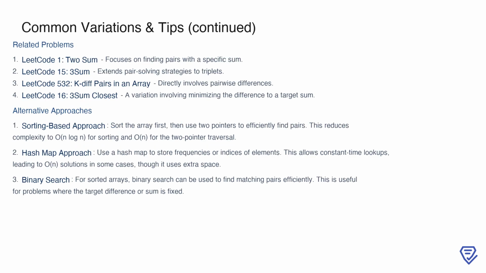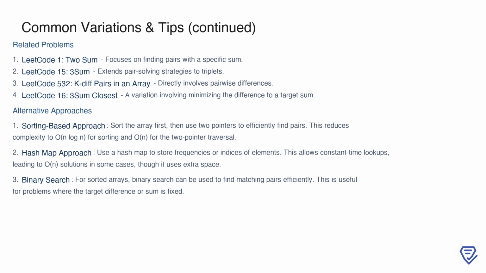To further enhance your problem-solving skills, you can explore related problems that build on similar concepts. For example, LeetCode 1, Two Sum, focuses on finding pairs with a specific sum, while LeetCode 15, Three Sum, extends this idea to triplets. LeetCode 532, K-diff Pairs in an Array, directly involves finding pairwise differences, and LeetCode 16, Three Sum Closest, introduces the challenge of minimizing the difference to a target sum. These problems provide valuable practice and reinforce the strategies we've discussed.